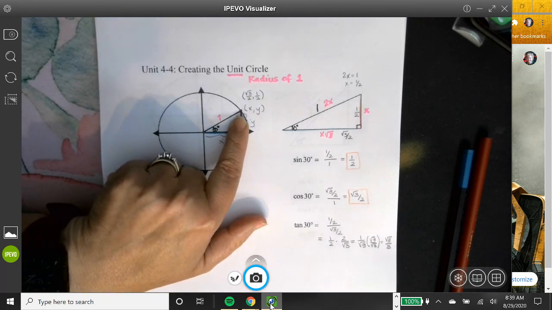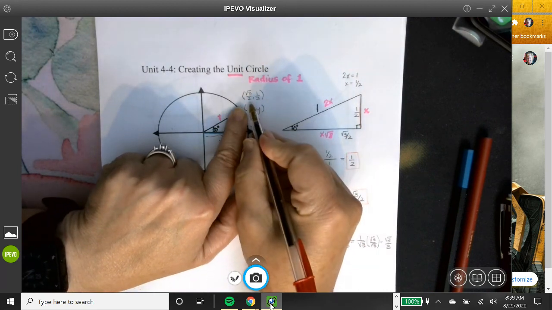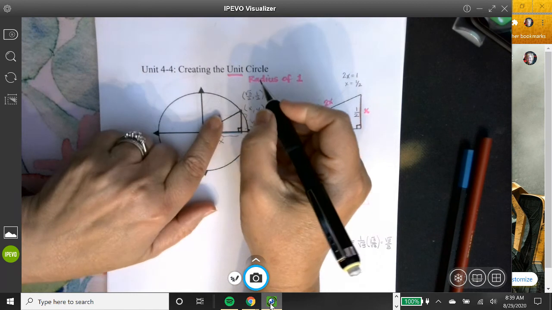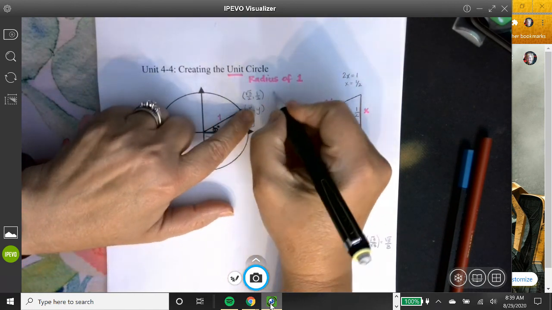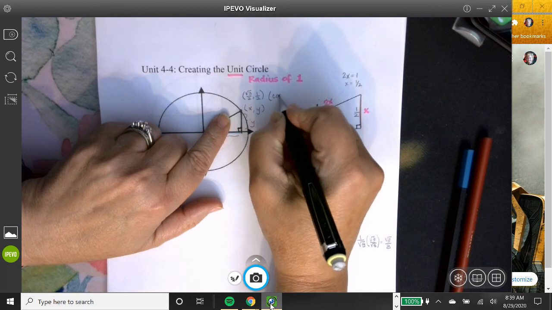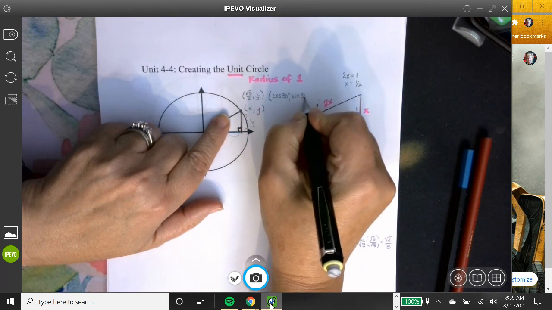So what's really neat about having a radius of 1 is I can say that this point is not only root 3 over 2, 1/2. It's also the cosine of 30 degrees, comma, the sine of 30 degrees.